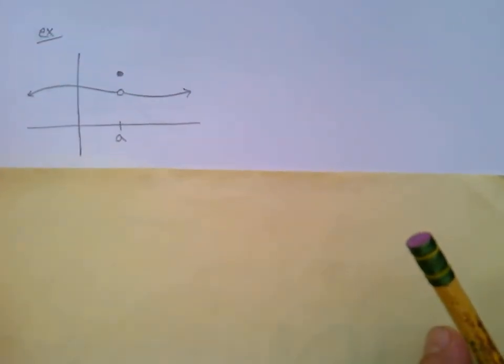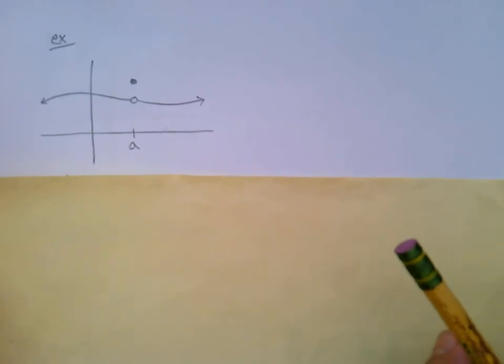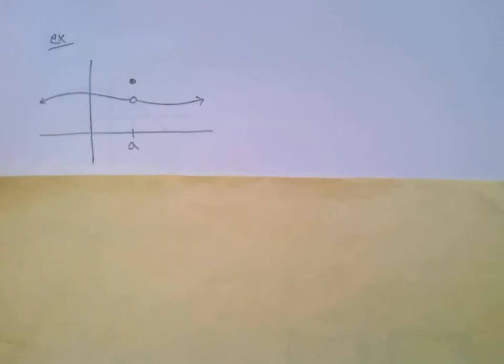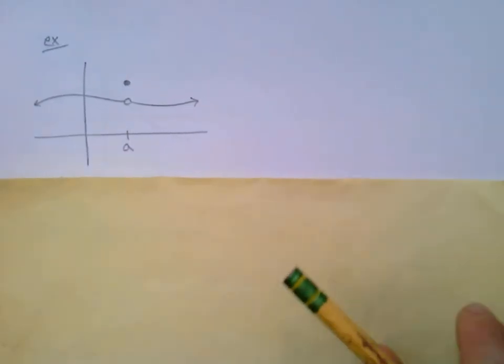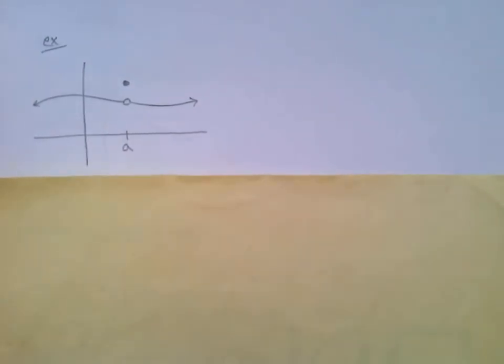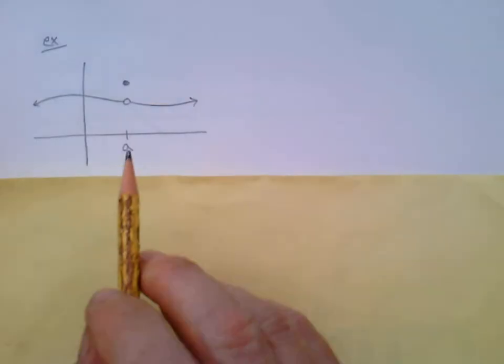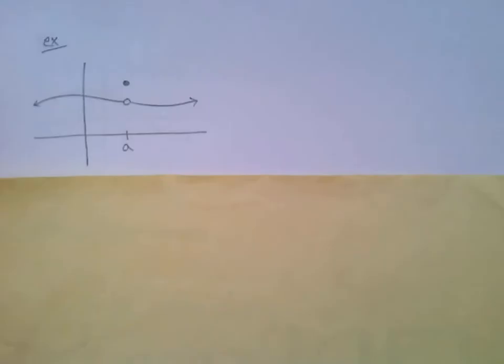What if we did this? Very similar to the last drawing, but instead of removing that point completely, it's just been relocated. All right, so we've got our function cruising along. Everything seems fine, but right there at A, somebody took that point out. They picked it up and they just dropped it off a little bit higher up.